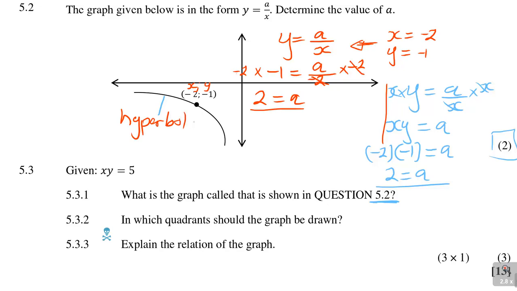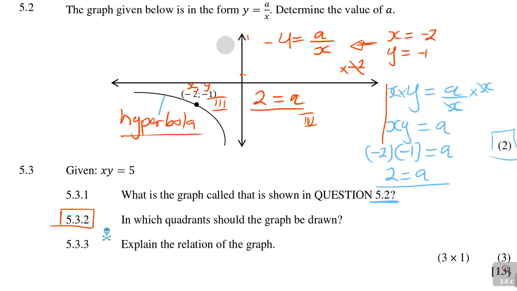Alright, that is a hyperbola, and usually it's got two sides. There is one in quadrant 1 and one in quadrant 3, or it's either in quadrant 2 or in quadrant 4, but you need to know that. Actually, they're asking that in question 5.3.2. They are saying, in which quadrants should the graph be drawn?